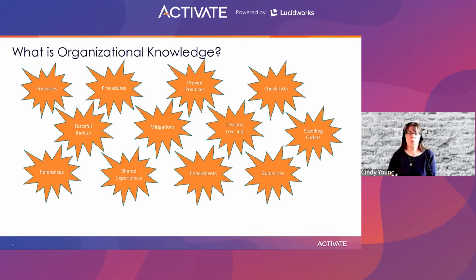Okay, so what's organizational knowledge? Organizational knowledge is tacit or explicit knowledge that your organization has, not just with one person, but with a team or with the entire organization. It's part of your culture of processes and procedures and lessons learned. We can talk about the tacit side of shared experiences and understanding why things happen, having a forceful backup. You may have explicit knowledge where it's all written down, it's well codified. So you have lessons learned that are a combination of both.